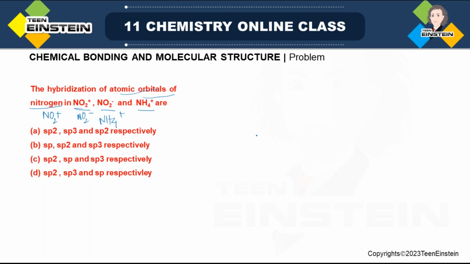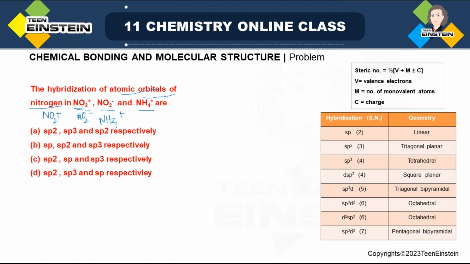So in this case, remember, we have used this formula several times, half V plus M plus minus C. And once you know the steric number, you can also predict what should be the corresponding hybridization. So first, if you consider NO2 plus, here steric number should be half. For nitrogen, 5 valence electron. For oxygen, we will not consider anything. And there is positive charge, so it is 5 minus 1. So what you are getting, 4 by 2, that means 2. And 2 means it should be sp.